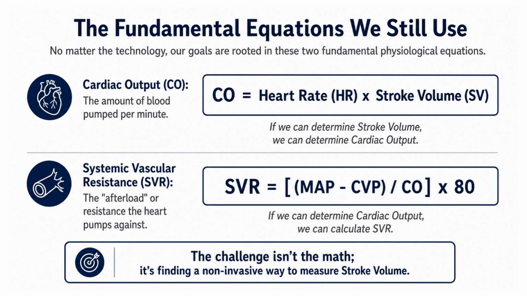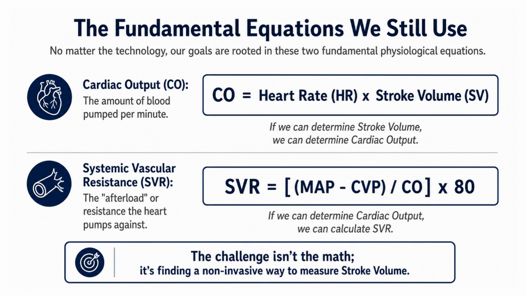Now, even though the technology has changed, the fundamental physiology has not. Our goals are still rooted in these two simple equations. First, cardiac output equals heart rate times stroke volume. This tells us that if we can figure out the stroke volume, the amount of blood pumped with each beat, we can easily determine the cardiac output.